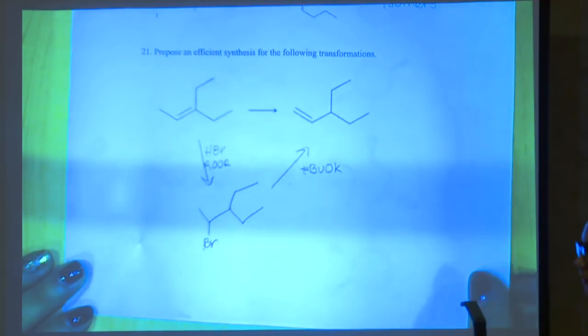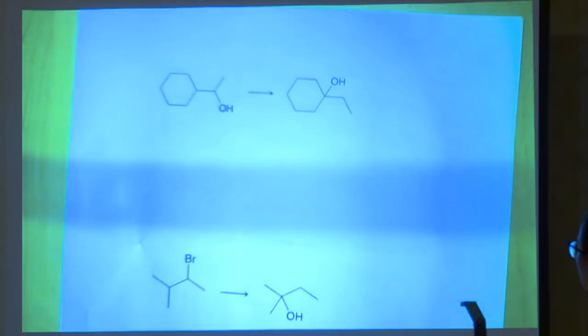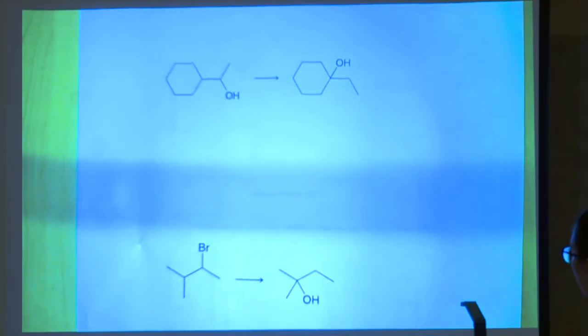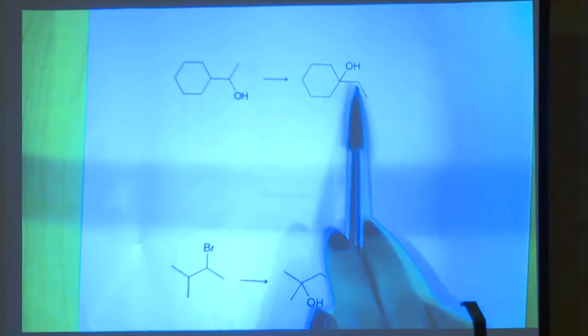Okay, are we all good with this? Any questions on this synthesis? Okay. Now this one. Yeah, this is a methyl, this is an ethyl.